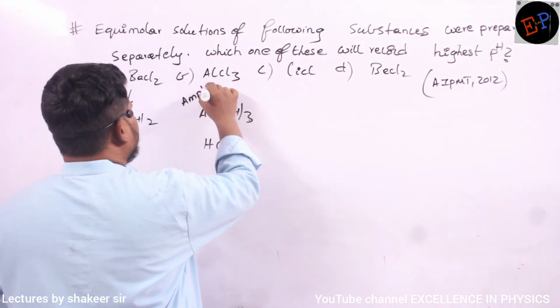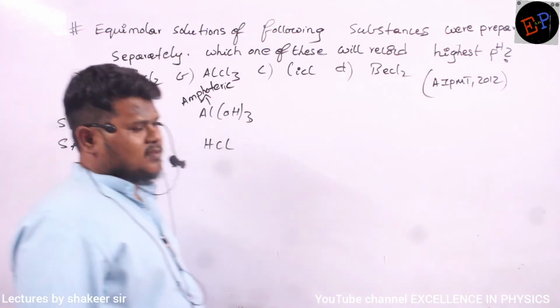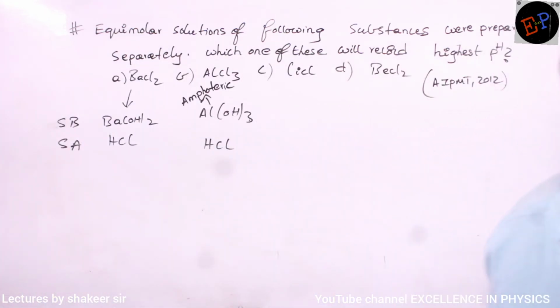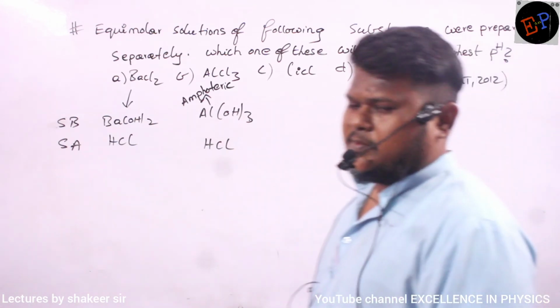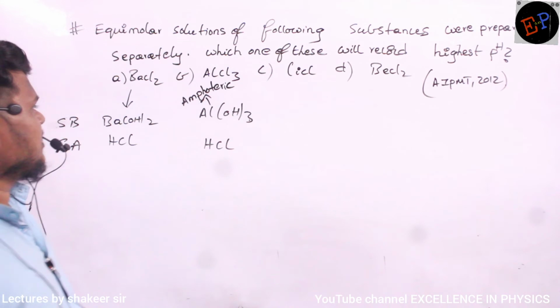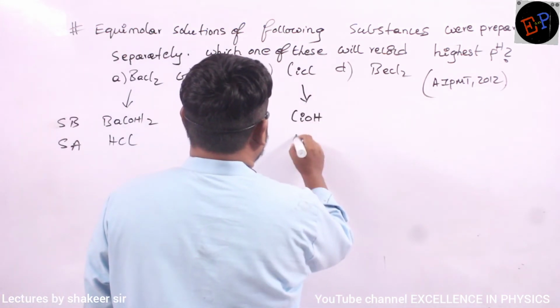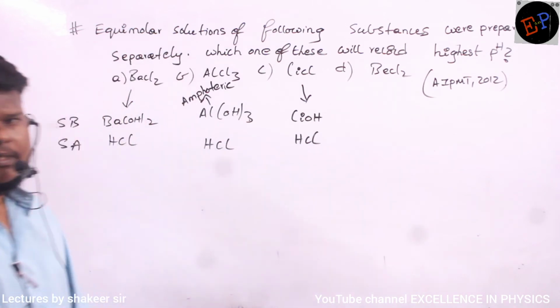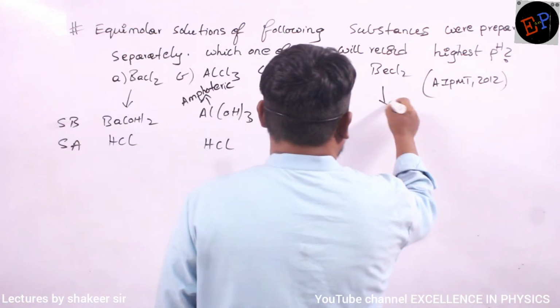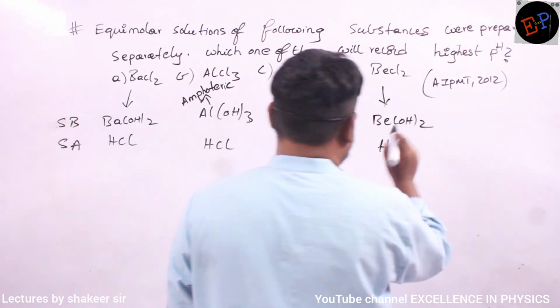Already while studying periodic classification, I think I have explained this one. Al(OH)3 is amphoteric in nature. What is meant by amphoteric? It sometimes behaves like an acid, sometimes like a base. Are you able to understand? LiCl is made up of LiOH and HCl. BeCl2 is a salt of Be(OH)2 and HCl.